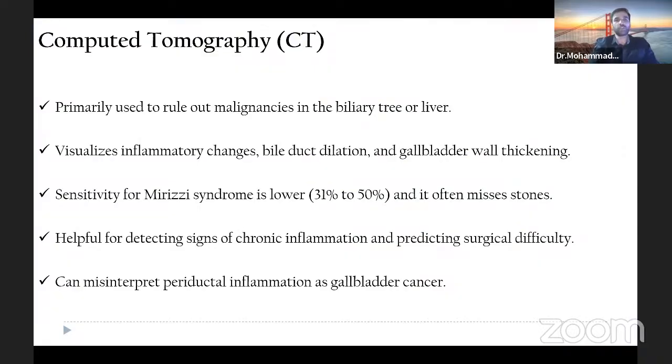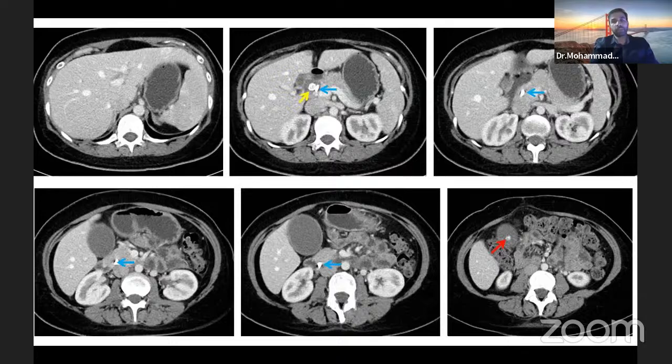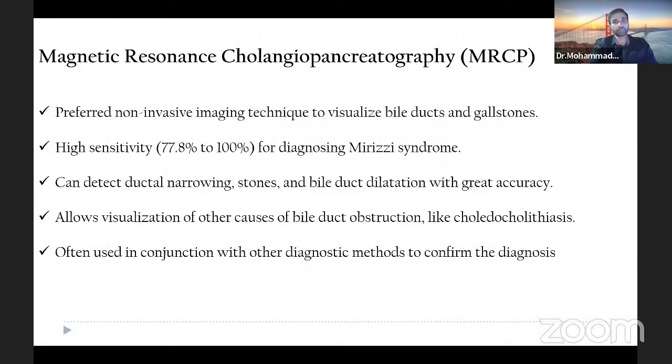CT is usually used to rule out malignancies in these cases. It usually visualizes inflammatory changes, bile duct dilatation, and wall thickness, but sensitivity is low. It often misses the stones. It helps us detect signs of chronic inflammation and predict surgical difficulties. This is the CT picture showing Mirizzi syndrome, with a stone compressing the CHD.